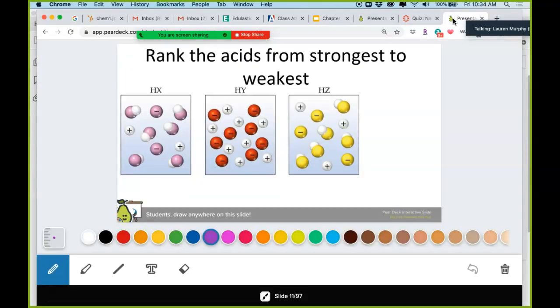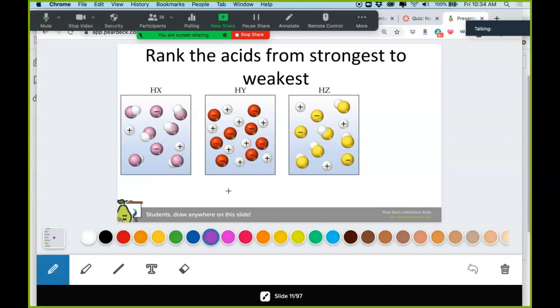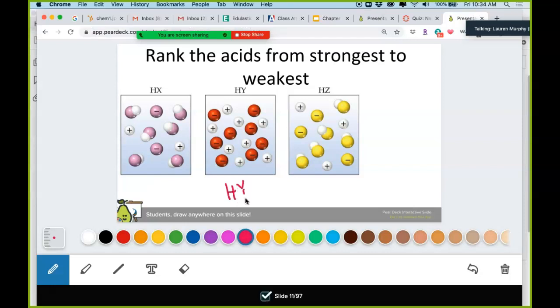All right, does anyone want to tell me which one they picked for the first acid? Which one did you pick and why? HY. Okay. Because it was completely disassociated. Good. HY looks like it's 100% ionized or dissociated, meaning it's broken apart into the most ions, and the acids that break apart into more ions are stronger. So this is the best electrolyte and strongest acid. Now, this part was a little bit trickier. Who's next?